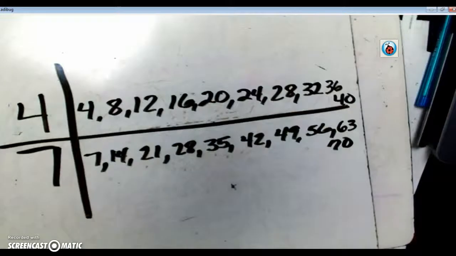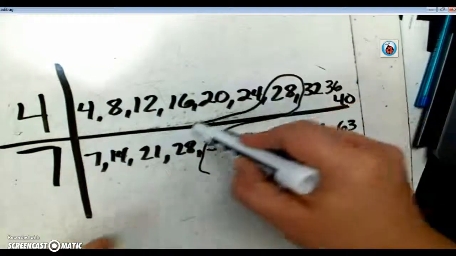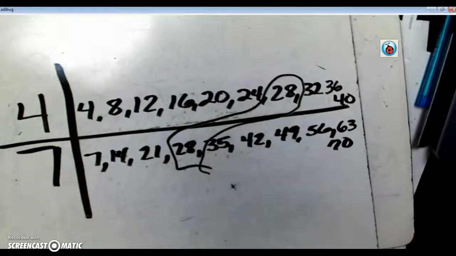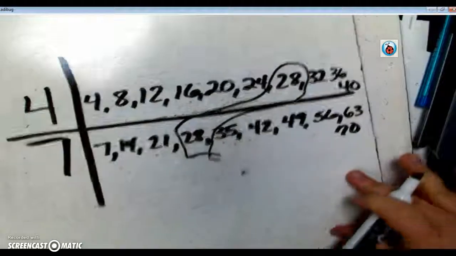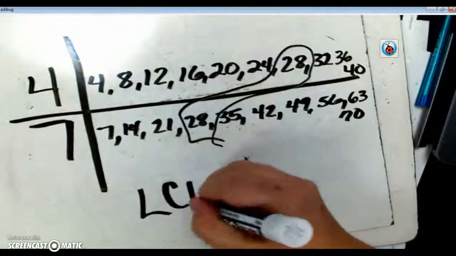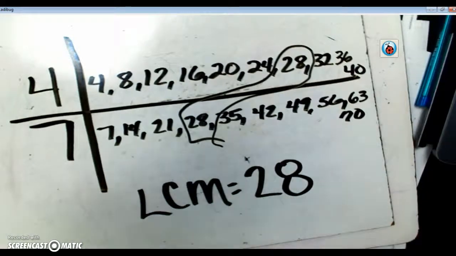So if I'm going to find common multiples in the numbers I have listed, my first one would be 28. Of all the other numbers that I have listed, I don't have any other common multiples. So between 4 and 7, my LCM would be 28. If I continued this pattern, I would find more common multiples, but my biggest goal is to find the least common multiple.